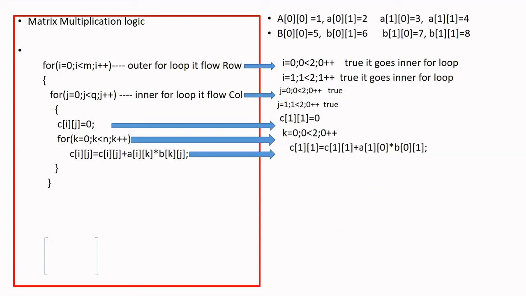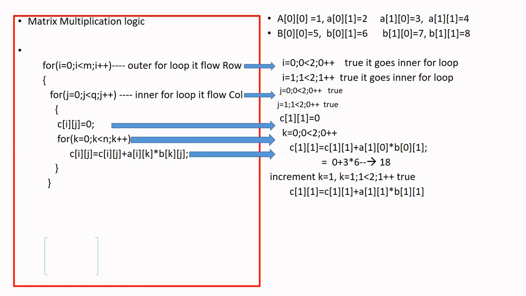Yes, it is true. We'll go with the formula, that is C of ij, that is 1 1 is equal to C of 1 1 plus A of 1 0 multiplied by B of 0 1. So the value of C of 1 1 is 0 plus A of 1 0, that is 3, multiplied by B of 0 1. B of 0 1 is 6. So you will get 18. Again, k will get incremented. Now k value is 1. 1 is less than 2.